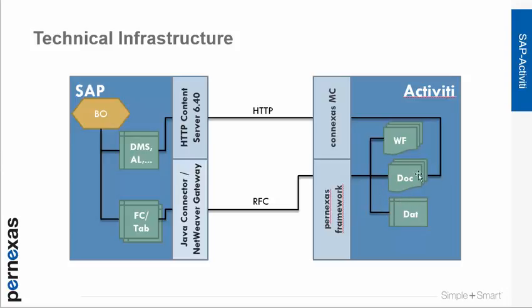Additionally, we can also attach documents, and we have the option to connect the documents via Pernexas multi-connect and the HTTP protocol to the SAP side, as we are certified for the SAP HTTP content server 6.40. So documents that have been used in the Activiti workflow before can also be connected to SAP.